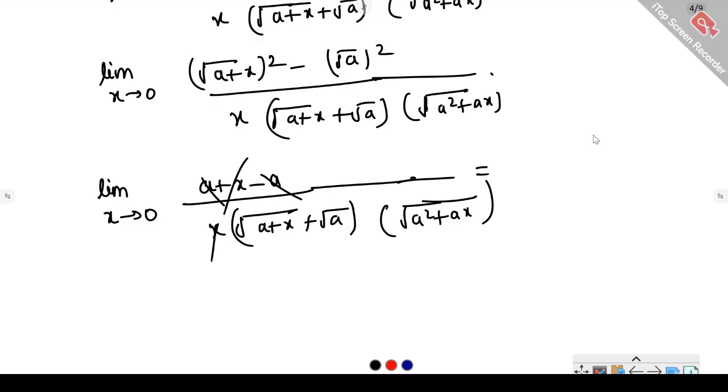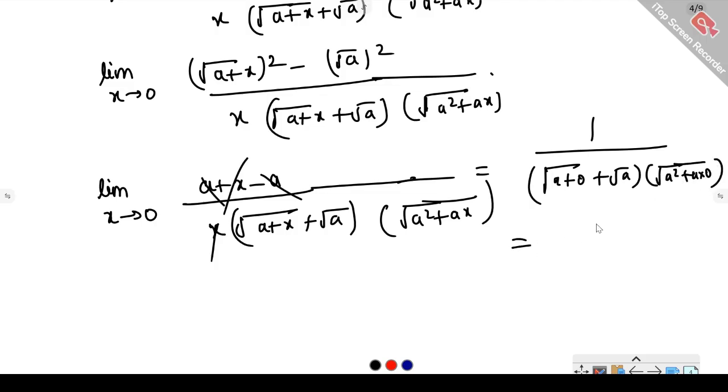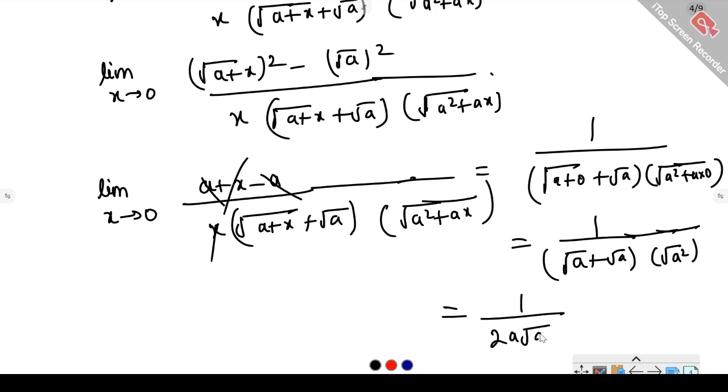so direct substitution is permissible. So this is square root of a plus 0 plus square root of a, and square root of a square plus a times 0. So the answer is square root of a plus square root of a, times the square root of a square. So the answer is 1 over 2a times square root of a. Thus this is the answer of this problem.